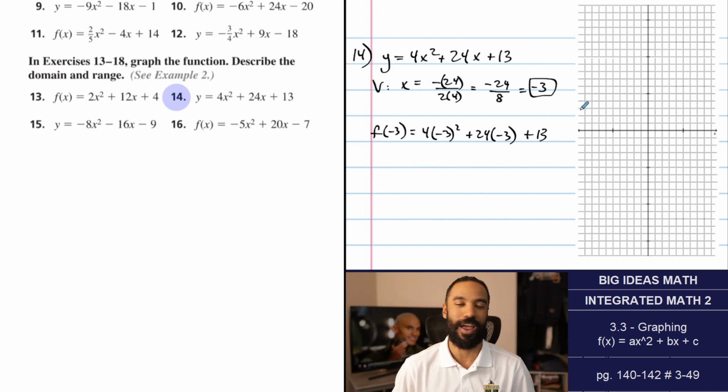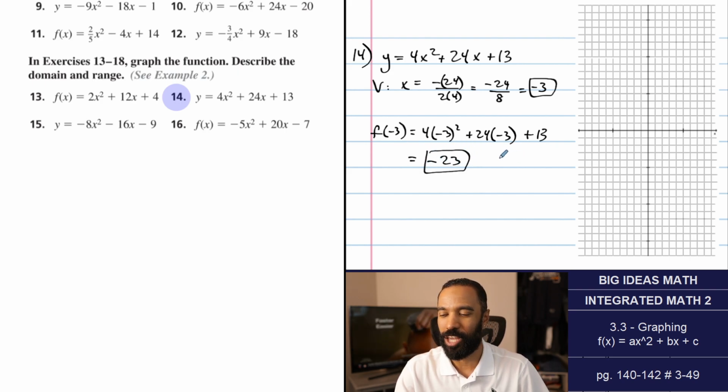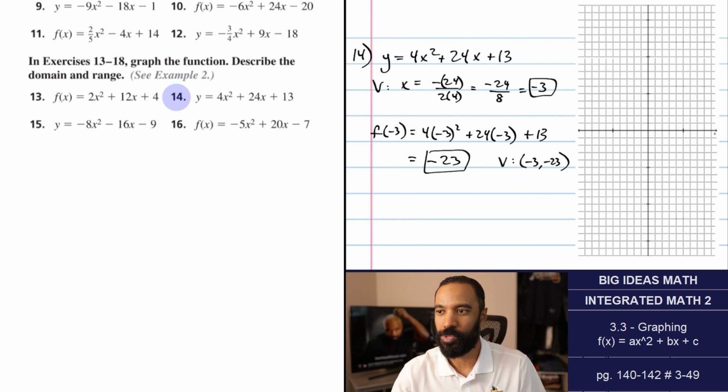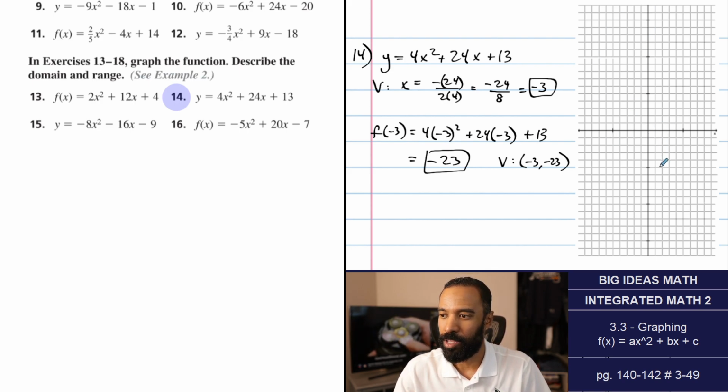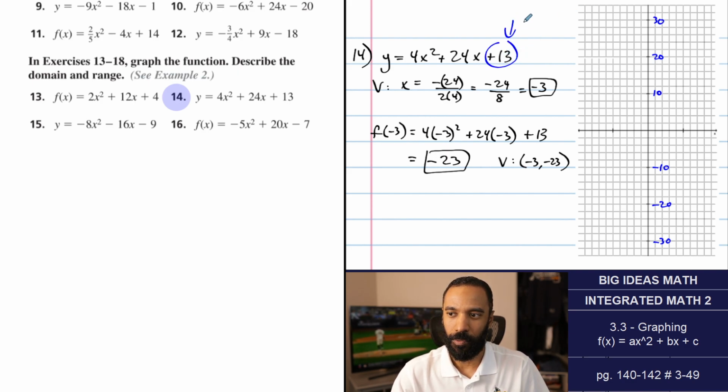I can't even fit this on this graph. I have to scale by 2s. Negative 23? Negative 23. No, I can't even fit this. So I'm going to have to scale by 2s on this one, y'all. Vertex is negative 3, negative 23. So let's go by 2s on y. On x's, I'm going to keep them the same. So, negative 10, negative 20, negative 30, and 10, 20, 30. Okay. 13 is the y-intercept as well. We're going to talk about that.